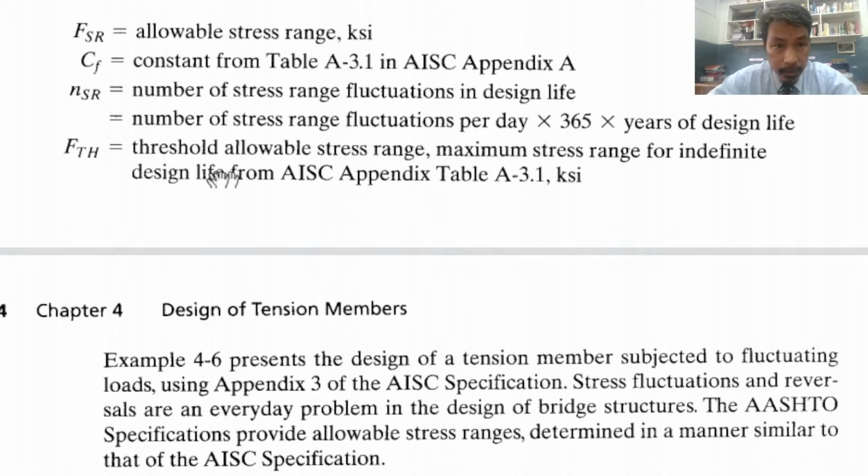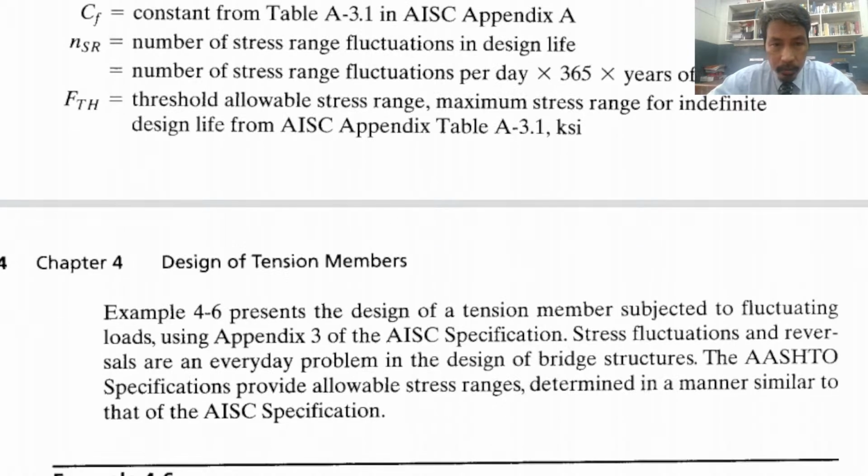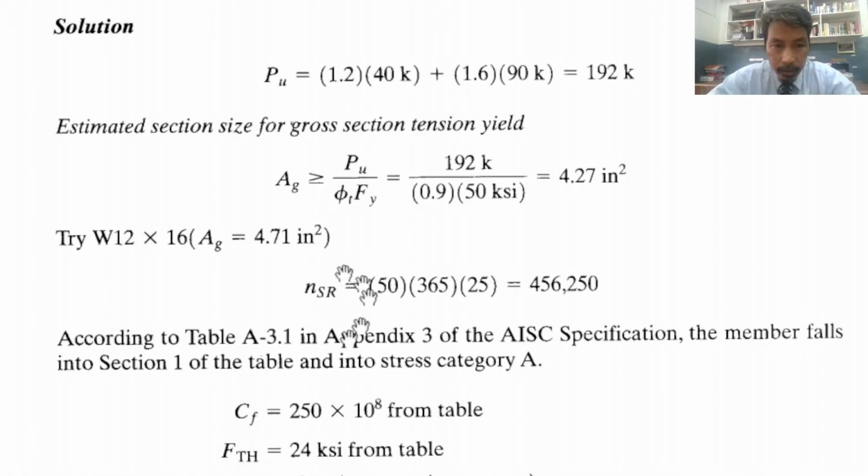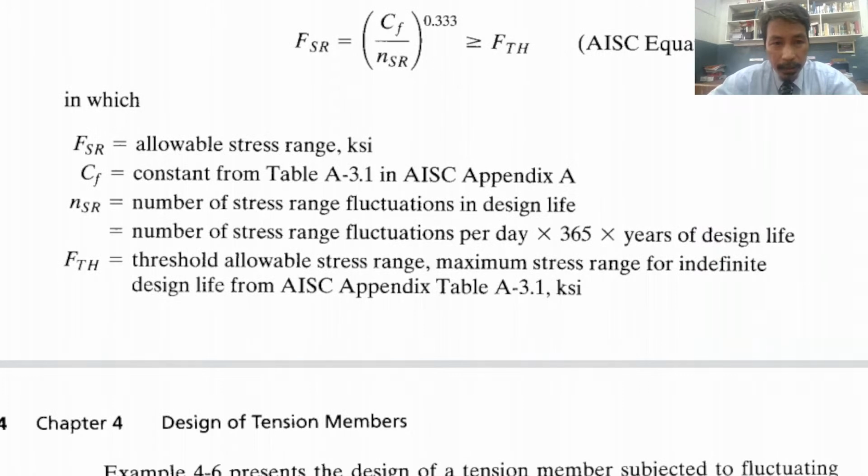Okay, so NSR, number of stress range fluctuations in design life. We have the formula for that, so let us proceed. NSR is equal to 50 times 365 times 25. So we have this formula: number of stress range fluctuations per day times number of days per year times years of design life.